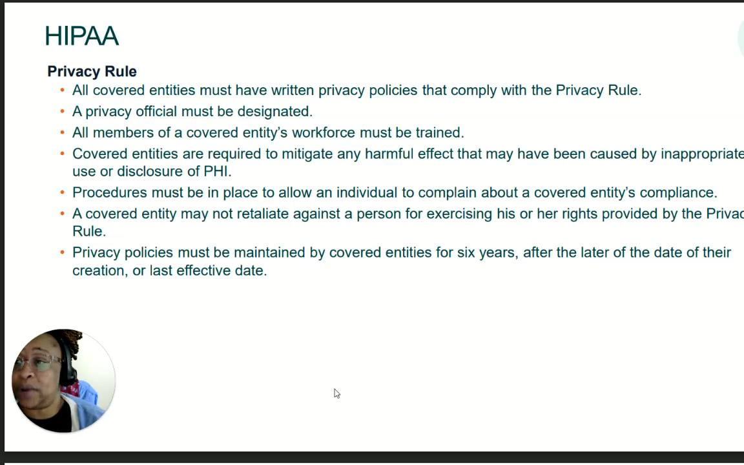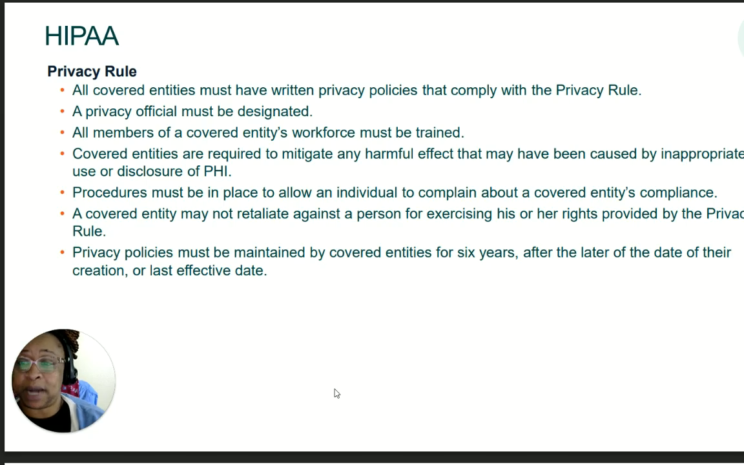Privacy rules also include that all covered entities must have written privacy policies that comply with the privacy rule. A privacy official must be designated. All members of covered entities' workforce must be trained. Covered entities are required to mitigate any harmful effect that may have been caused by inappropriate use or disclosure of PHI.